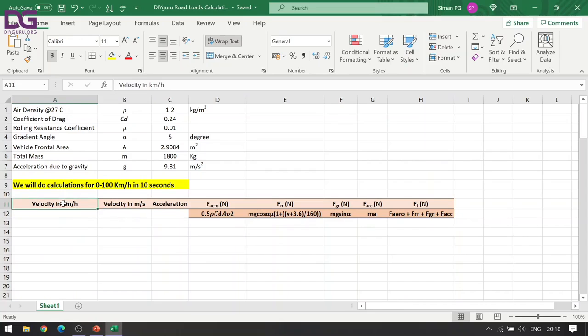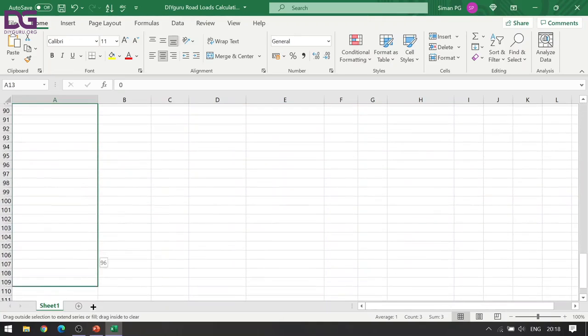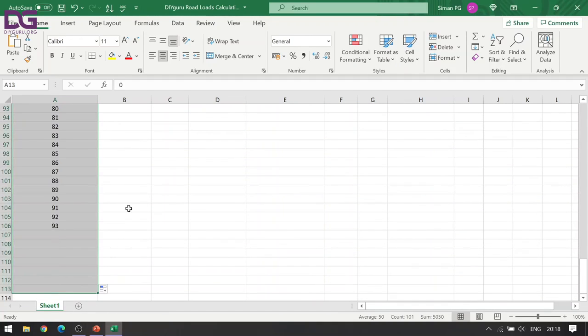The first is velocity in kilometers per hour. Now we will convert that into velocity in meters per second. Then we will find the acceleration and calculate the road loads. At last, we will sum all of them to find the tractive force. The velocity will start from 0 with an increment of 1, so 0 to 100 kilometers per hour. I will quickly drag that down.